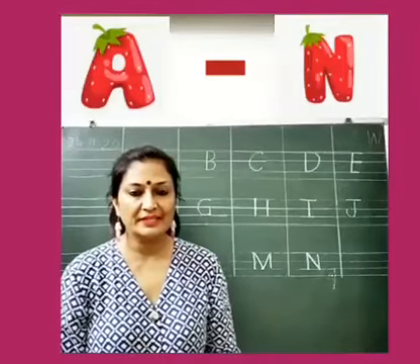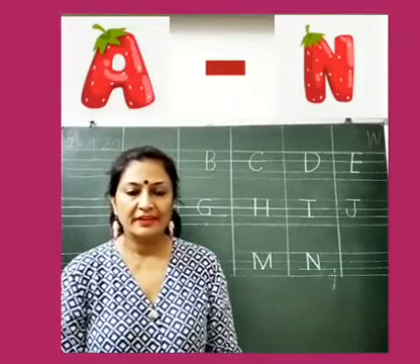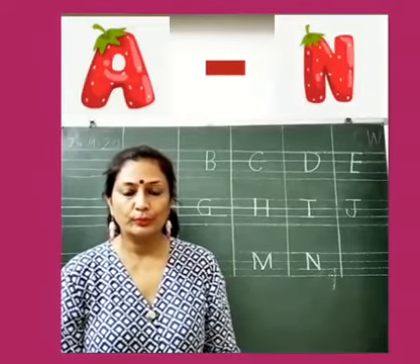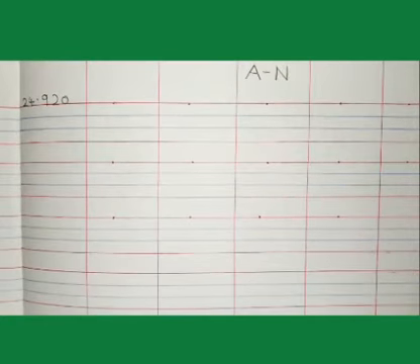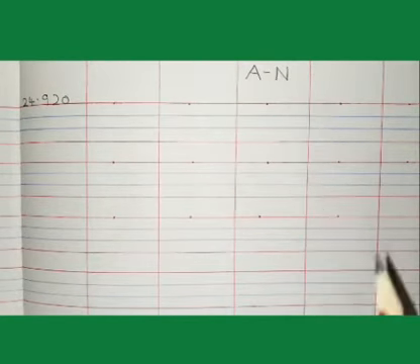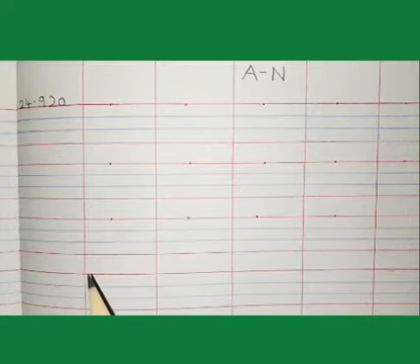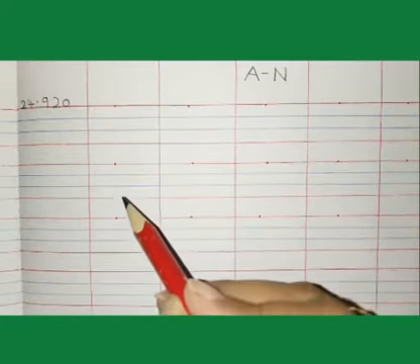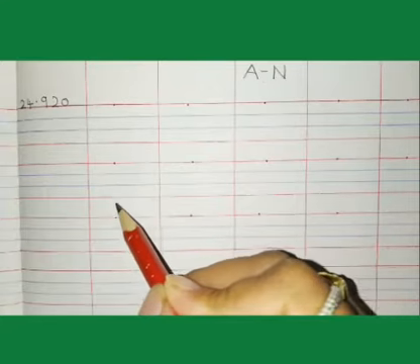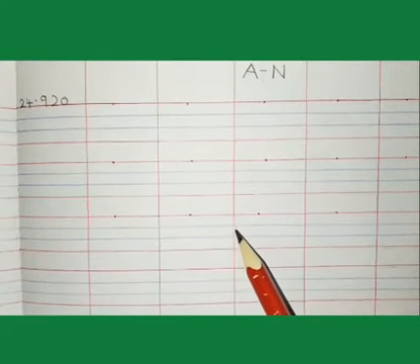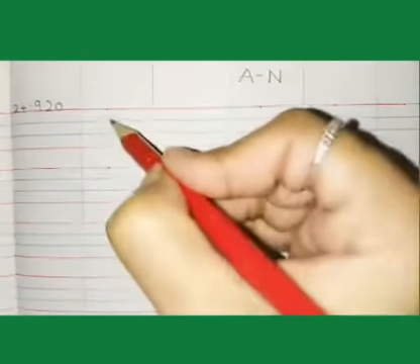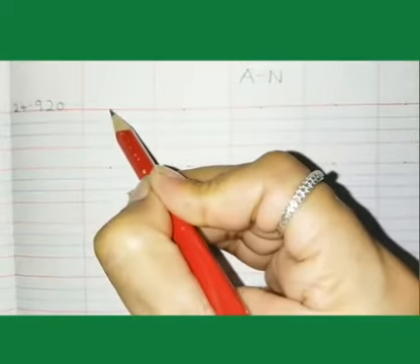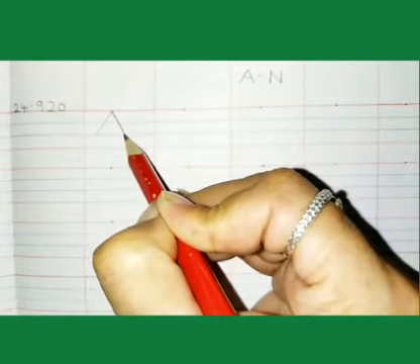Now we will write these letters in our English notebook. Now we will write A to N capital letters in series. You all know to write these letters. Okay, once again we will practice them. Earlier you have written till A to M and today we will write from A to N. Okay, let's begin writing. We will make A like this.